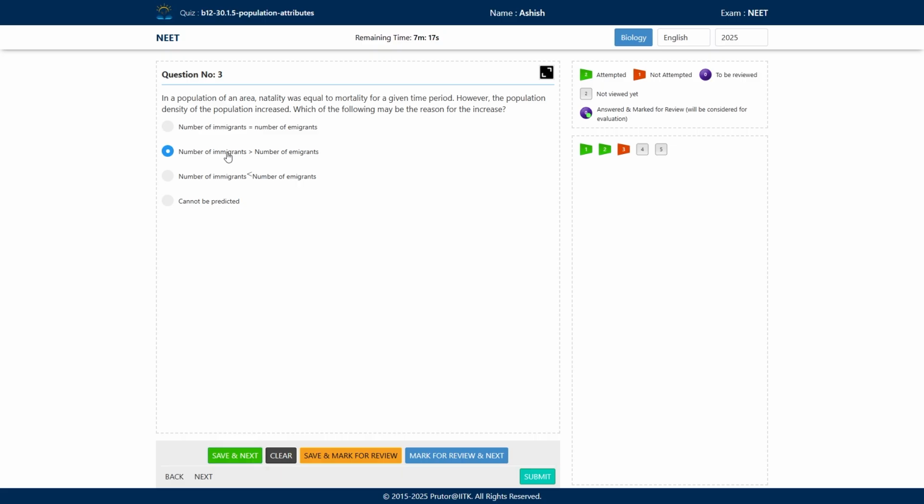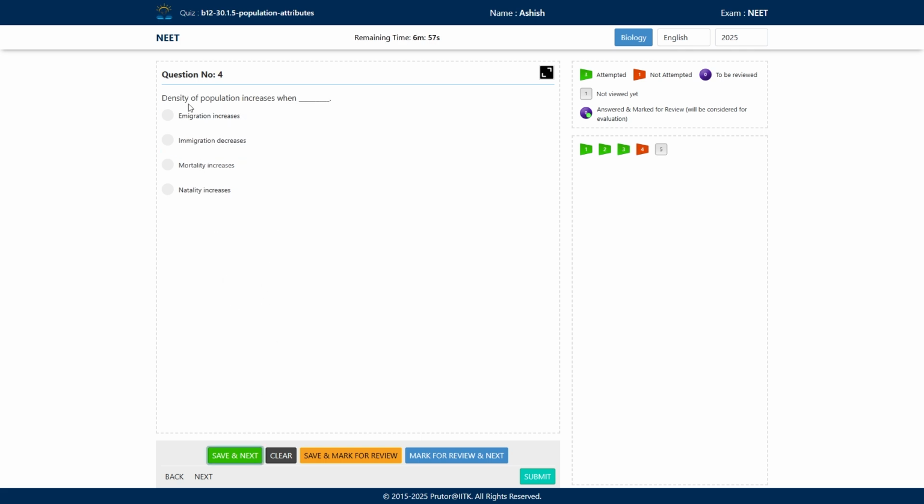Option B is the correct answer here. As the population size is increasing, the number of immigrants should be more as compared to the number of emigrants. It means more individuals are entering a particular habitat from elsewhere. That's why the population density is increasing.